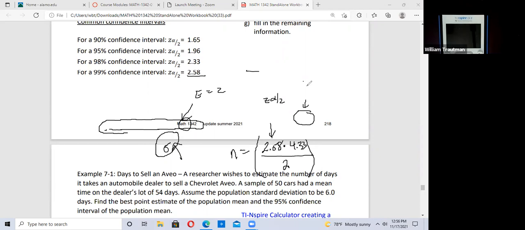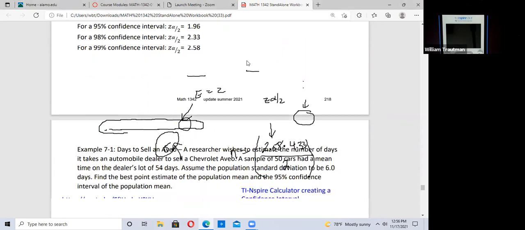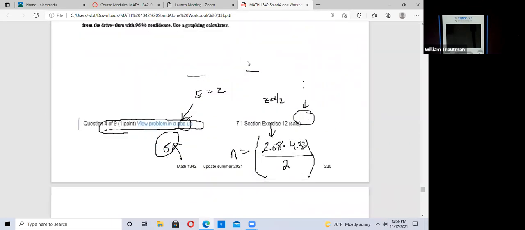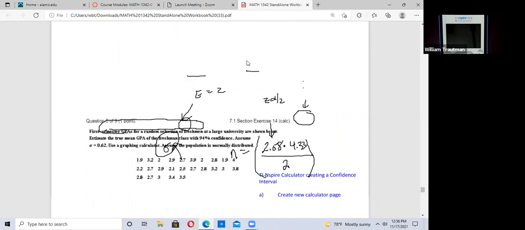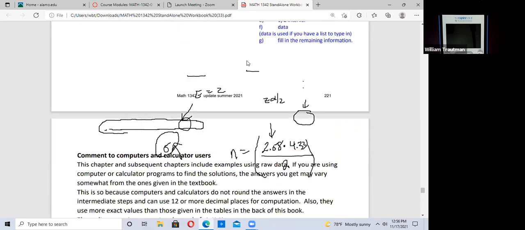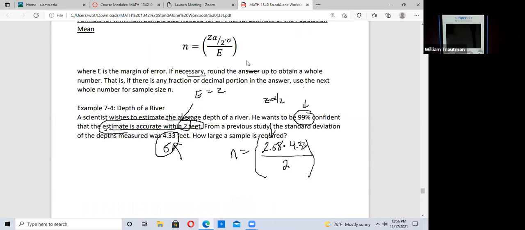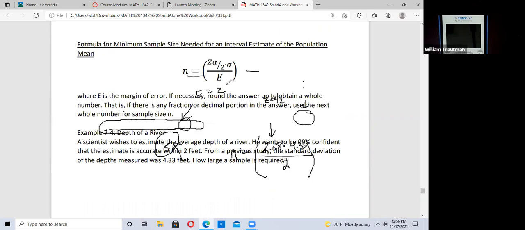And oh, wait. By the way, the formula is wrong. Let me show you what happened. Somehow when they did the publishing, the formula ended up being wrong when they printed this out. Everybody needs to change it on your workbook. This should be squared. There should be a square symbol. N equals Z alpha over 2 times standard deviation divided by the margin of error, squared. So you have to add a power of 2 to that N.